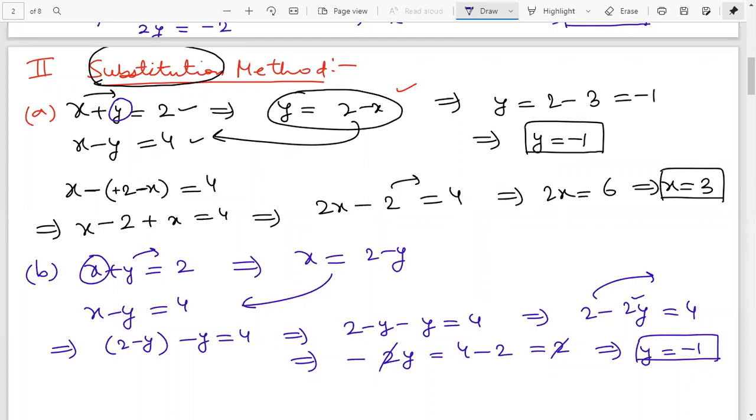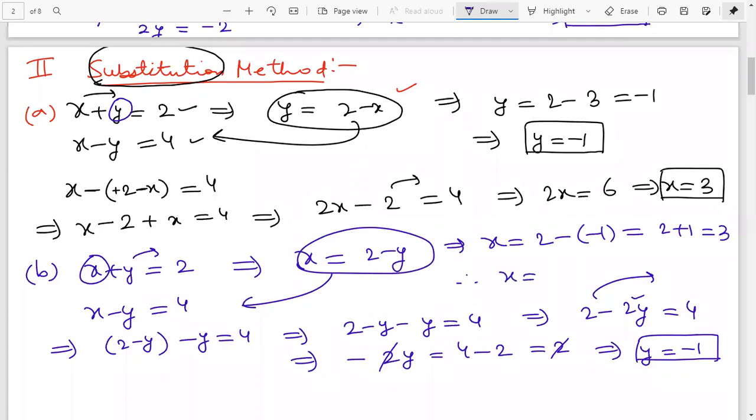And the x value we can find from this equation. So here x will be equal to 2 minus y. Y is minus 1, so 2 minus (minus 1) is 2 plus 1, that is 3. So we can say x value is 3.